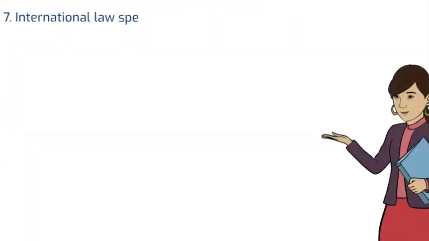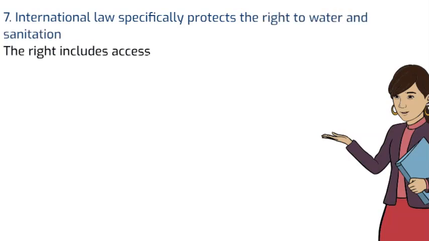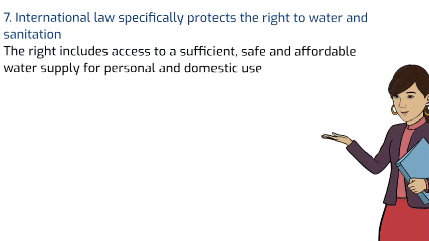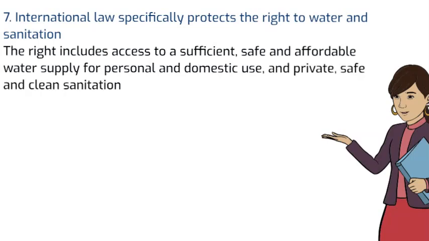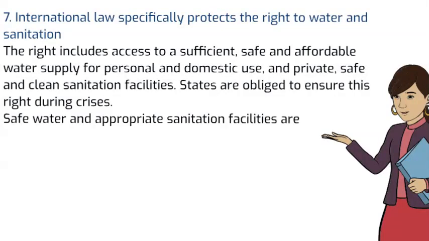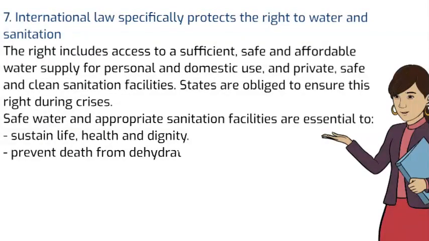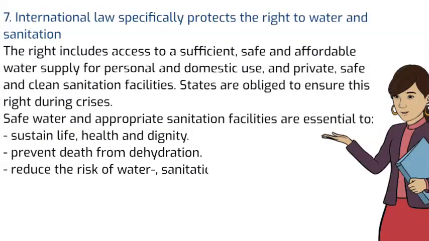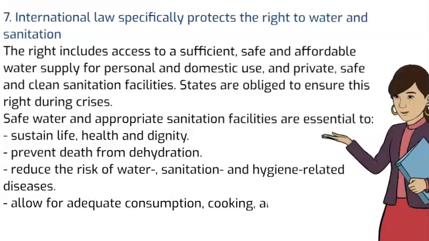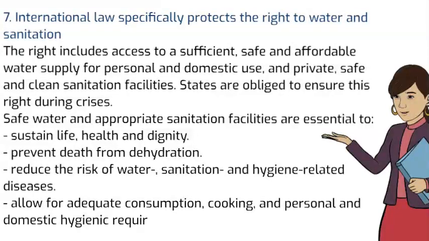Seven. International law specifically protects the right to water and sanitation. The right includes access to a sufficient, safe, and affordable water supply for personal and domestic use, and private, safe and clean sanitation facilities. States are obliged to ensure this right during crises. Safe water and appropriate sanitation facilities are essential to sustain life, health, and dignity. Prevent death from dehydration. Reduce the risk of water, sanitation and hygiene-related diseases, and allow for adequate consumption, cooking, and personal and domestic hygienic requirements.